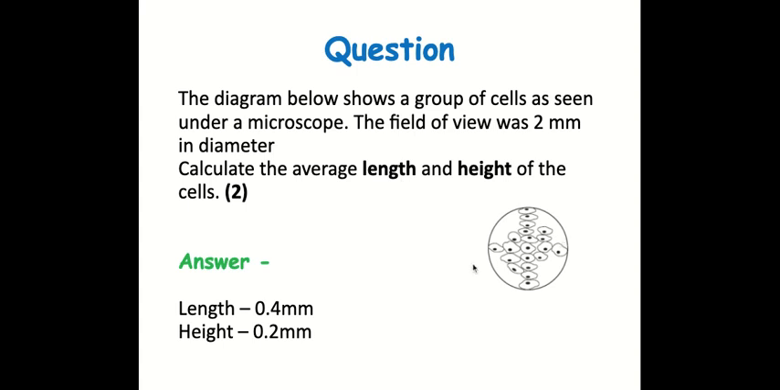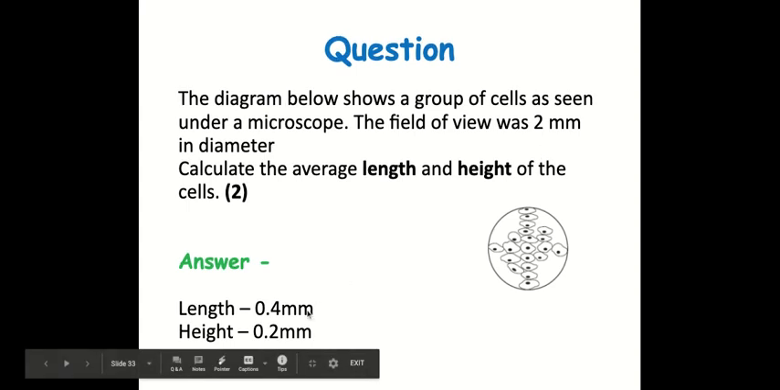Now I'm wanting to work out the length, so I count across the way. 1, 2, 3, 4, 5. So I do 2 divided by 5, and that gives me 0.4 millimeters as my final answer.